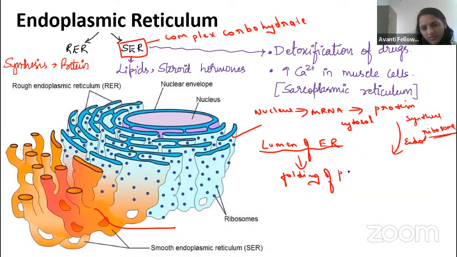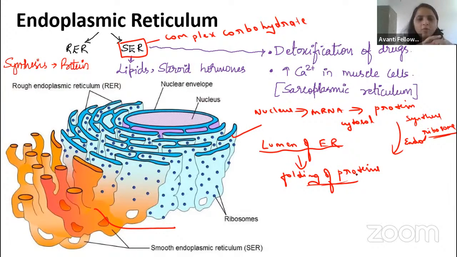Folding of protein. Okay, fine. Remember this, guys. And you have to know the disulfide bond. All these things convert the primary structure of the protein into the secondary, tertiary, and quaternary structure, right?